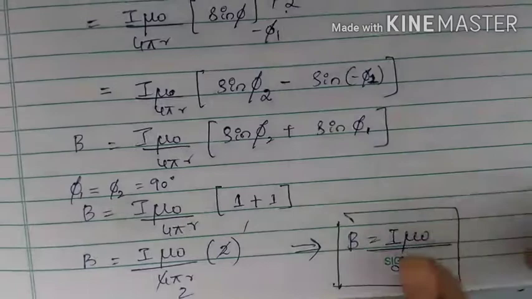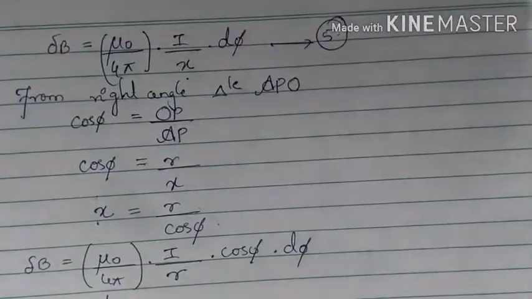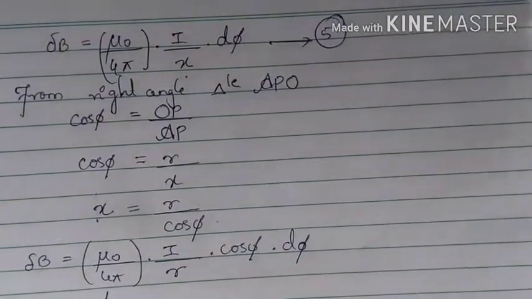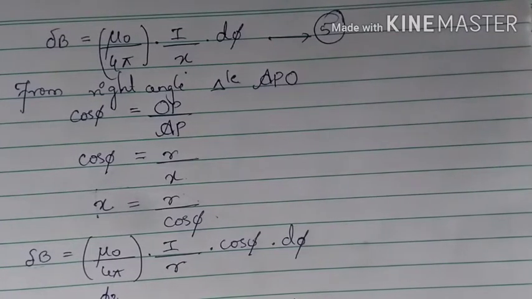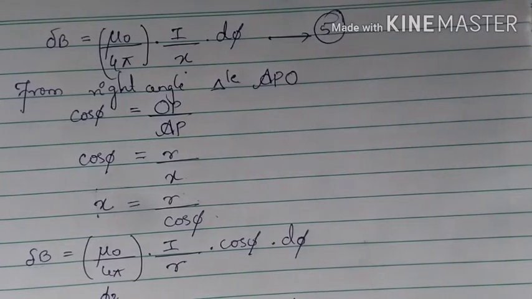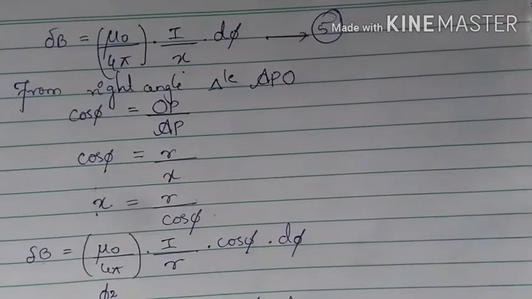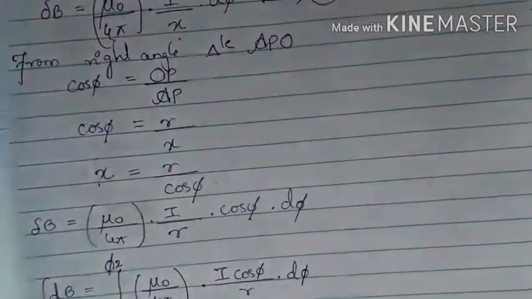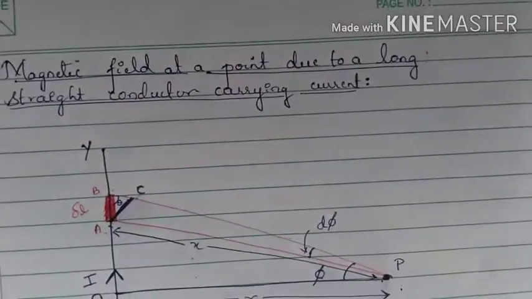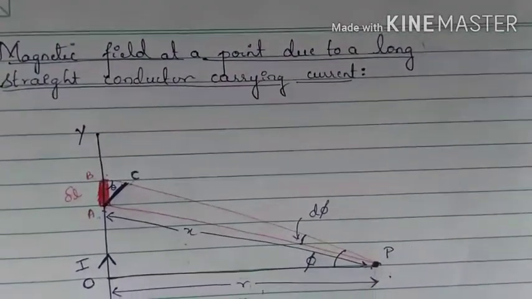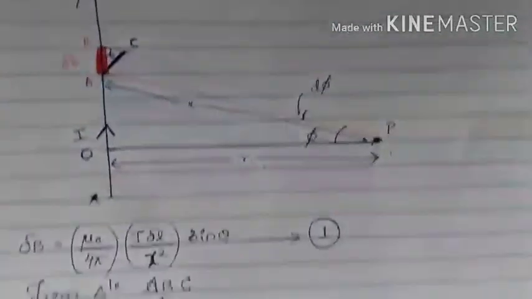So hope this derivation is clear to you all. In our next lecture, I will be discussing the magnetic field at a point along the axis of a circular coil carrying current. So this was the derivation of the magnetic field at a point due to a long straight current carrying conductor.